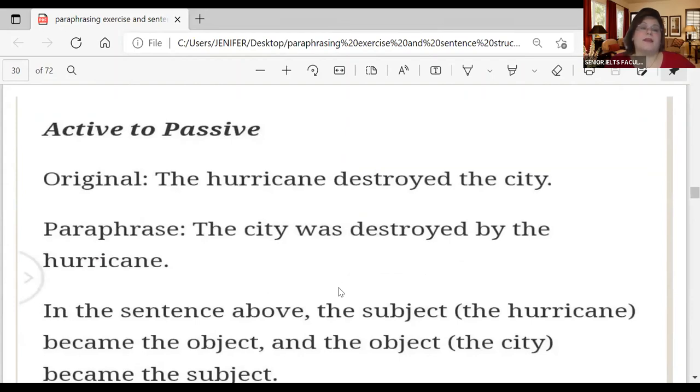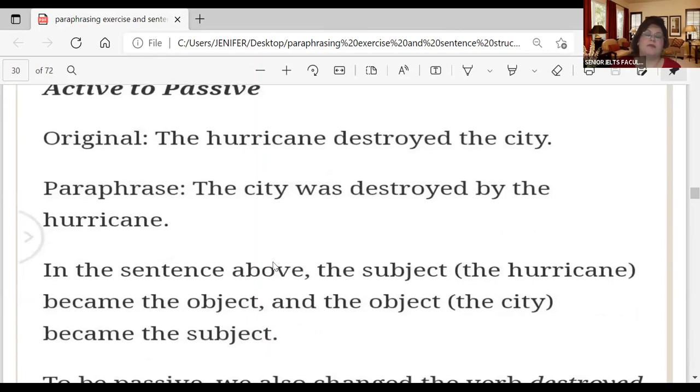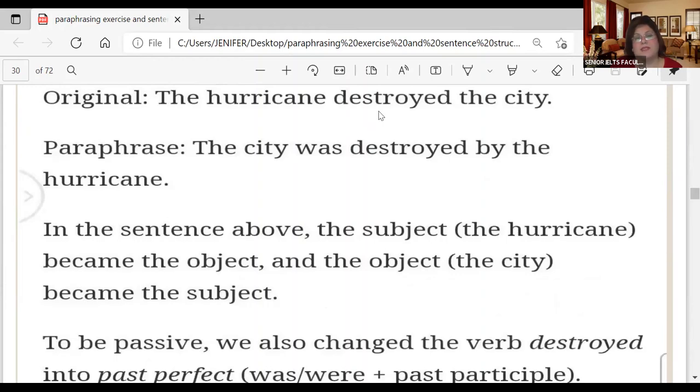Now, coming back to active passive. Original text: the hurricane destroyed the city. If we have to paraphrase it, we will change it into passive voice because the hurricane is the subject. The city was destroyed by the hurricane. Now this is a passive voice. Subject went back, object came forward. In the sentence above, the subject, the hurricane, became the object, and the object, the city, became the subject. That's all. This is how you are going to do the paraphrasing part.